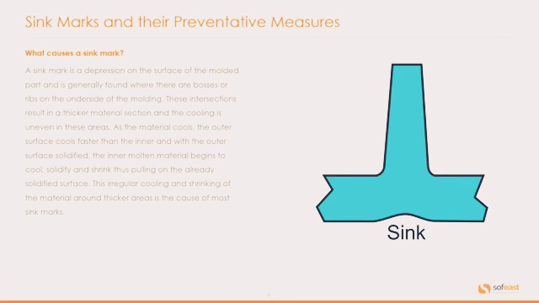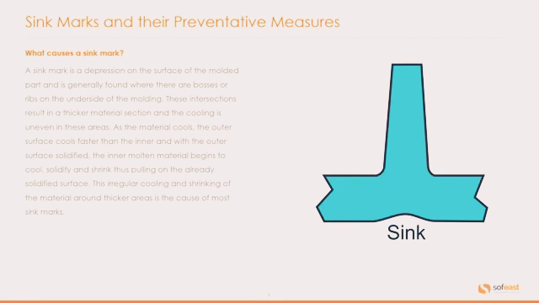Let's start with sink marks. You can see an image on the right hand side here depicting what a sink mark looks like. So a sink mark is a depression on the surface of the molded part and is generally found where there are bosses or ribs on the underside of the molding. These intersections result in a thicker material section and the cooling is uneven in these areas.